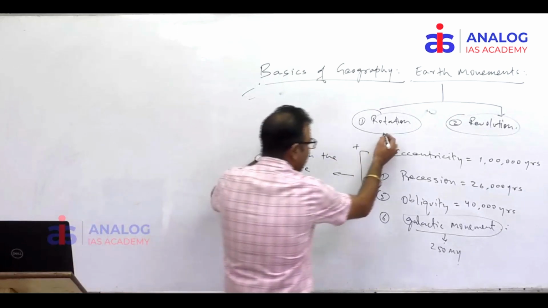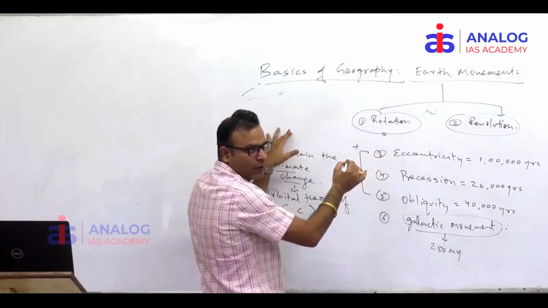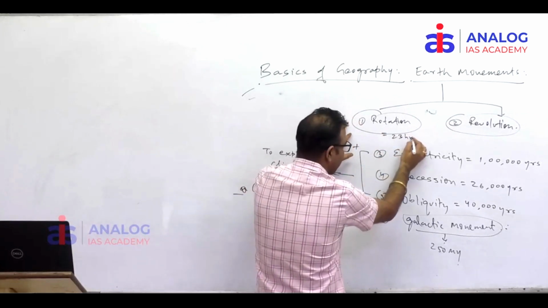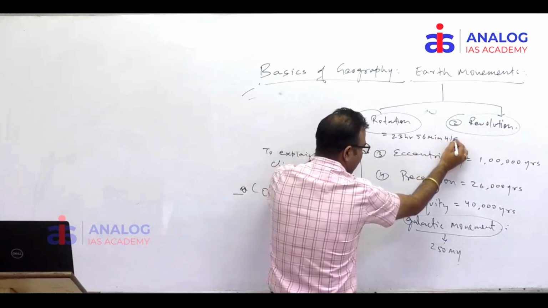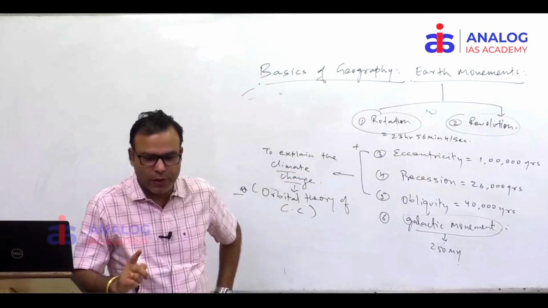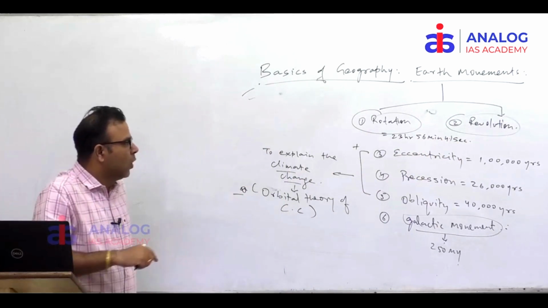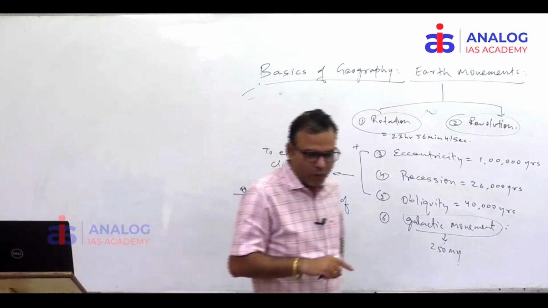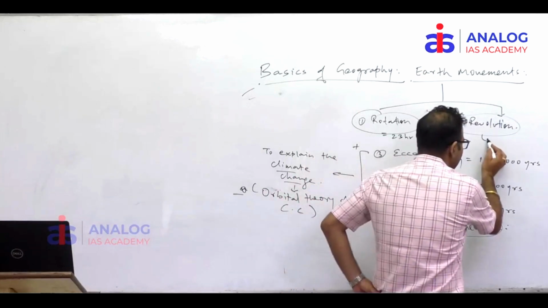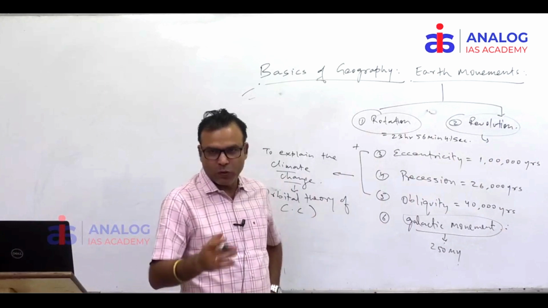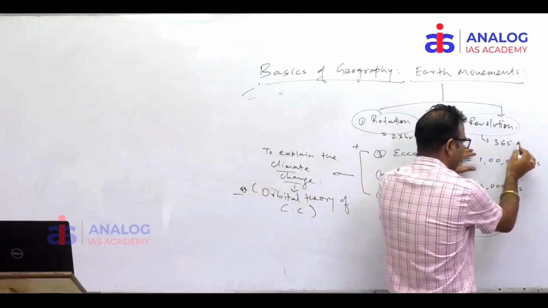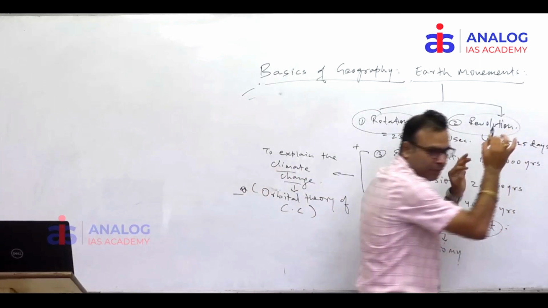What is the period of one complete rotation on its own axis? This is a small fact, most people know it. 23 hours, 56 minutes, 4.1 seconds. Not 24 hours exactly. That is the period of rotation. What is the period of revolution? Come on, you know. The Earth revolves around the Sun in a period of 365.25 days.